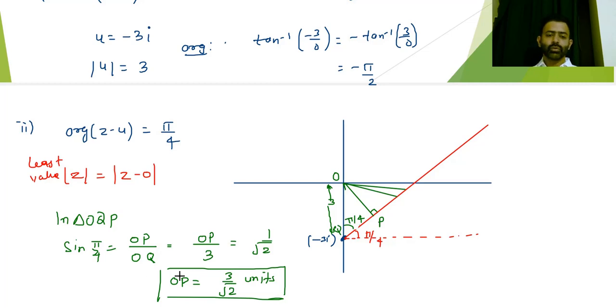Okay, 3 by root 2. You can remove this root 2 sign also by multiplying root 2 in the numerator and denominator. You will get 3 by 2 root 2. Okay, so this is your third part.